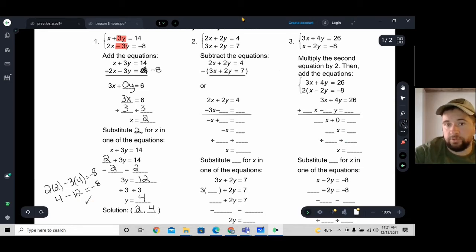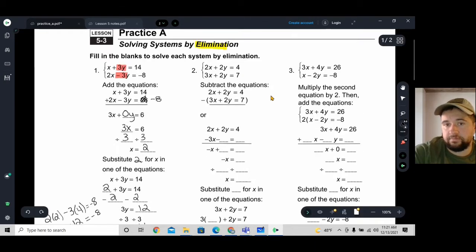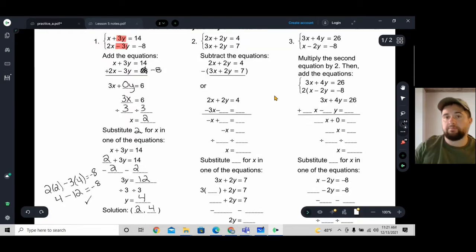Let's look at problem number 2. When I look at problem number 2, I don't have two variables that are offset. I have 2x plus 2y is 4, and I have 2x plus 2y is 7. But what I do see right here is this 2y and this 2y. And that's going to make my life simple, or simpler.